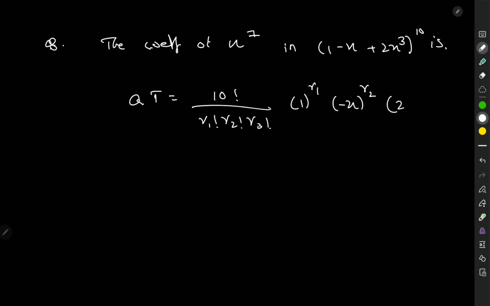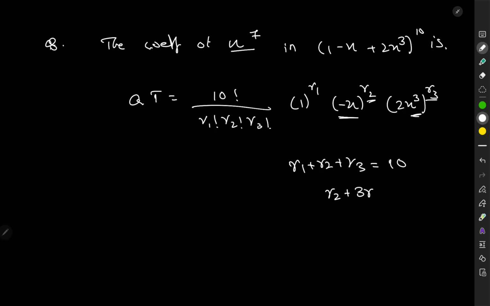Fine. So we know that r1 plus r2 plus r3 is equal to 10. And we have been given the coefficient of x to the power 7, which means this and this will be multiplied with this, and you will get something like 2r2 plus 3r3 will be equal to 7.